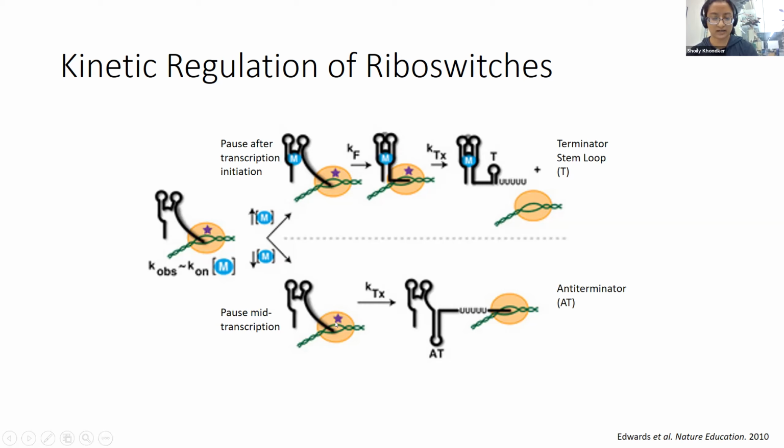Typically, there's another pause in the middle of transcription. At this point, if binding to the ligand doesn't occur, you have the formation of an anti-terminator loop, and this prevents the formation of a terminator stem loop and ensures that transcription will be completed.